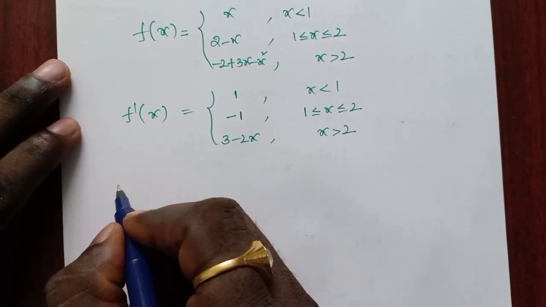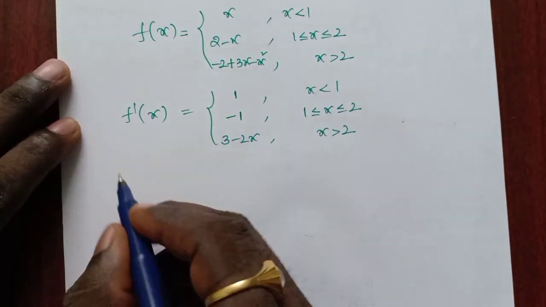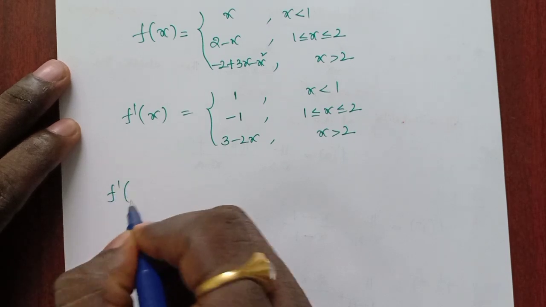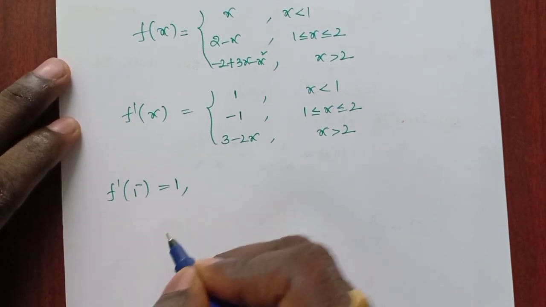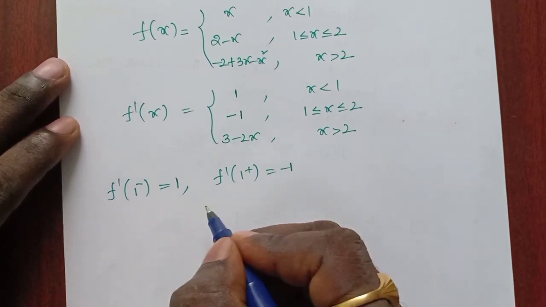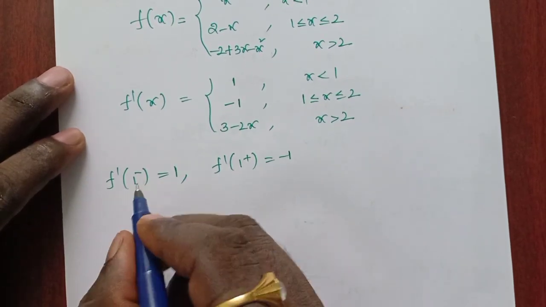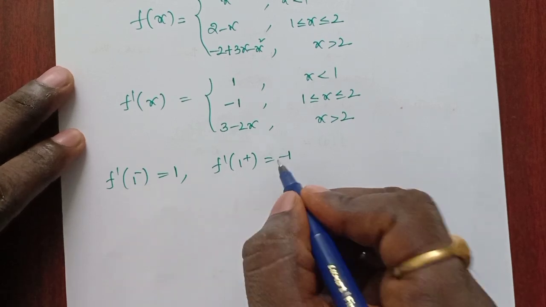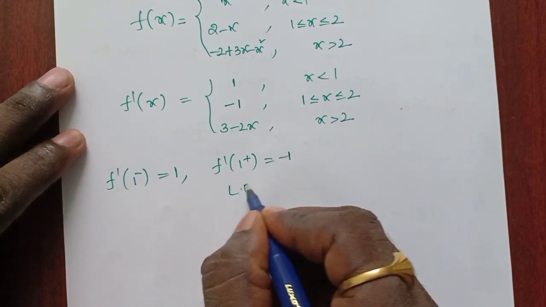Now check the left derivative at x equal to 1. Which means f dash of 1 minus is 1, and f dash of 1 plus is minus 1, clearly, which means that f dash of 1 minus, the left derivative, is not equal to the right derivative, clearly.